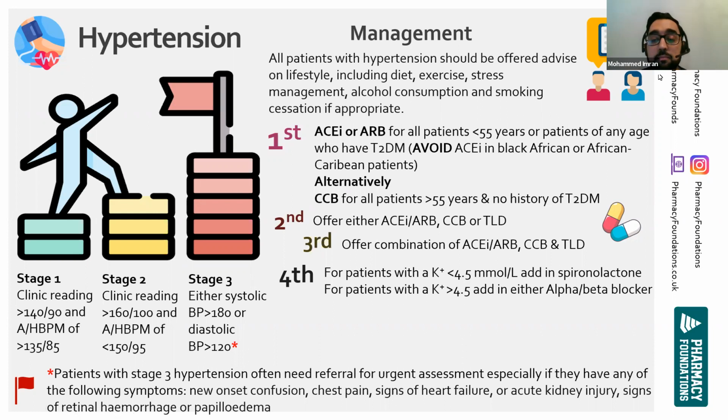If it's greater than that, then we can either add in an alpha blocker, such as doxazosin, for example, which is quite commonly used, or a beta blocker.